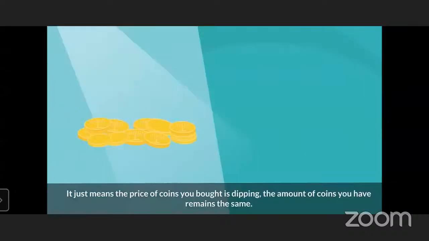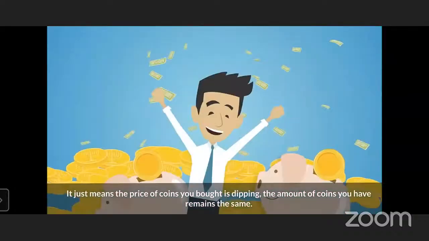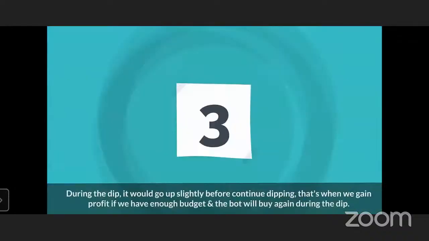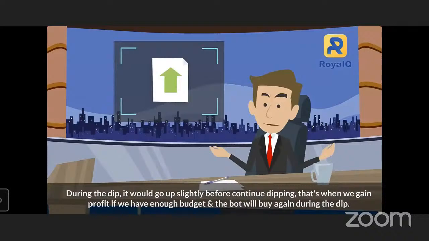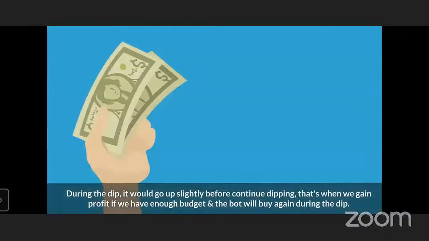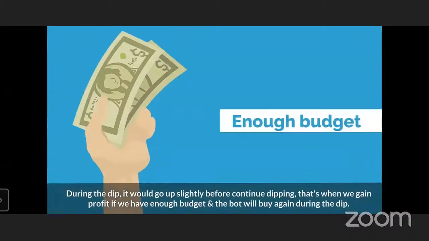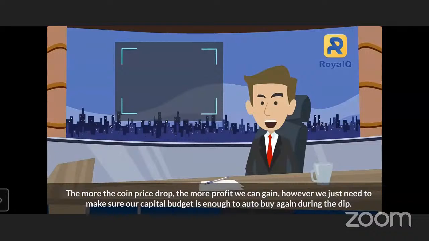It just means the price of the coins you bought is dipping, while the amount of coins you have remains the same. During the dip, it would go up slightly before continuing to dip. That's when we gain profit if we have enough budget, and the bot will buy again during the dip. The more the coin price drops, the more profit we can gain. However, we just need to make sure our capital budget is enough to auto buy again during the dip.